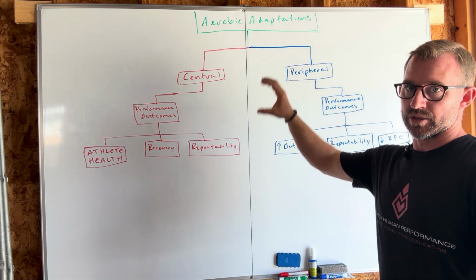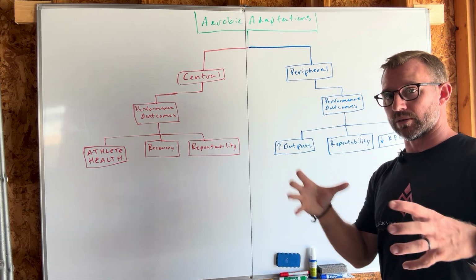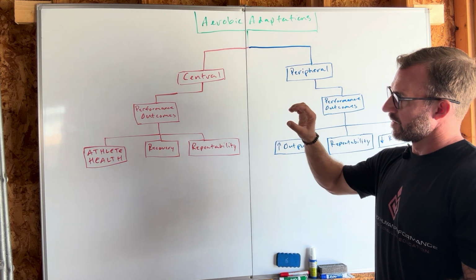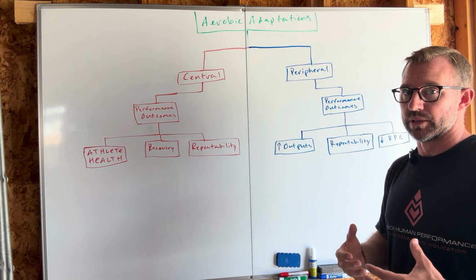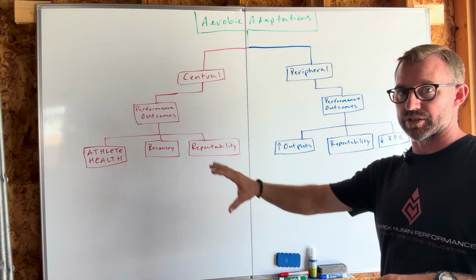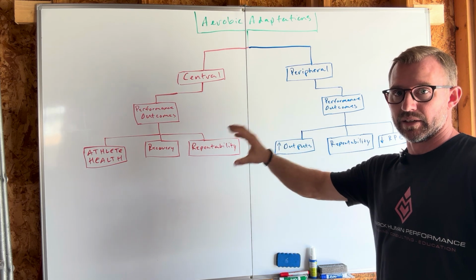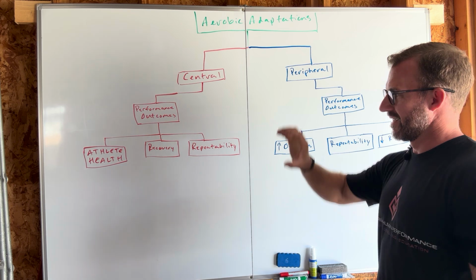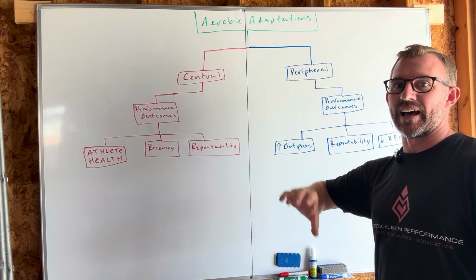So for the majority of sports that aren't endurance sports, here are the primary performance outcomes on the central side. Again, remember, these are adaptations to the heart muscle itself, specifically the left ventricle. The first performance outcome, and in my opinion the most important of all of them with respect to adaptations to conditioning, is an improvement of the health of the athlete.